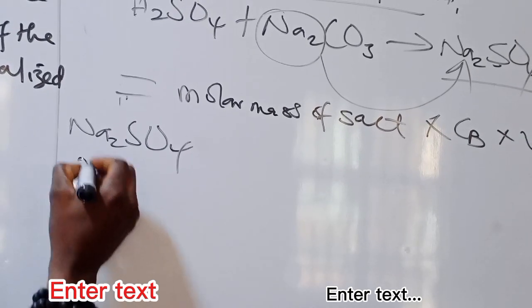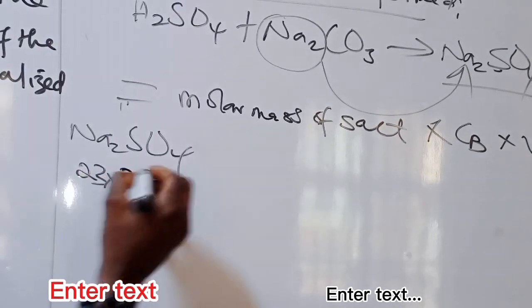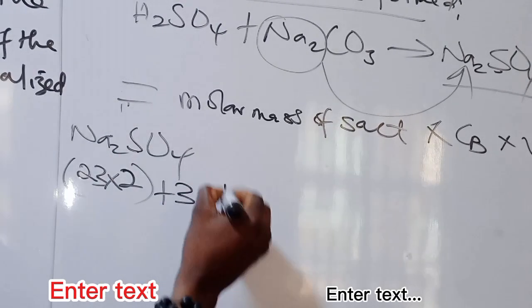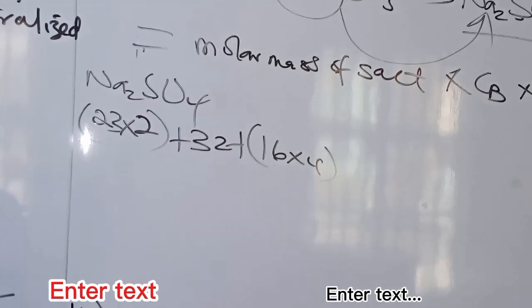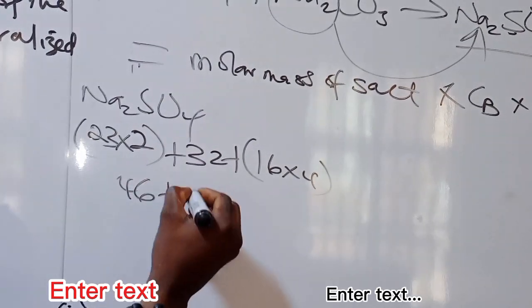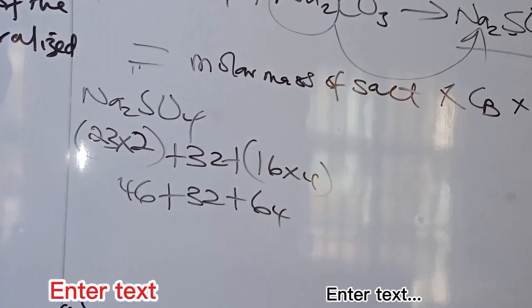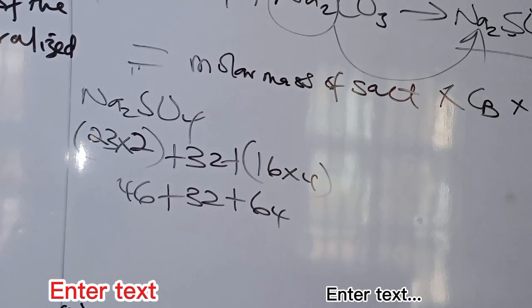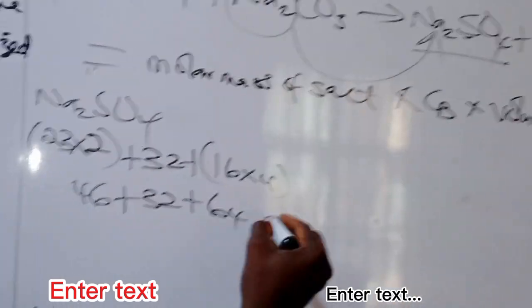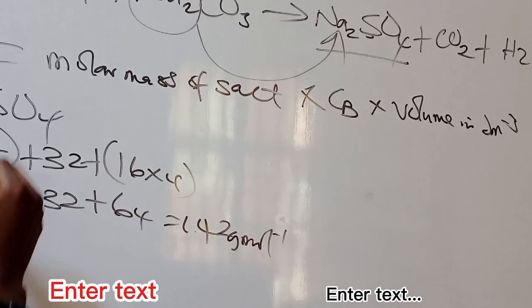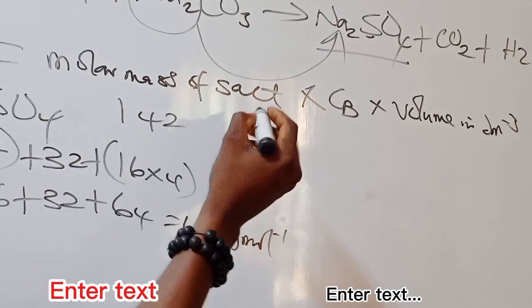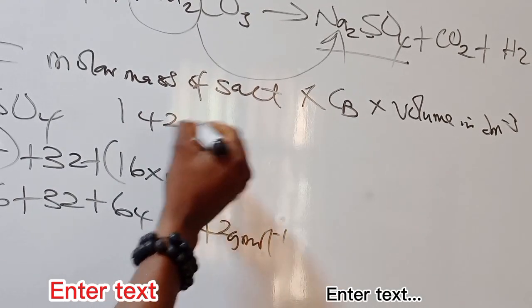Na2SO4. Sodium is 23 times 2. That's the molar mass for sodium. Plus sulfur is 32. Plus oxygen, which is 16 times 4. Then you have there 23 times 2. That's 46. 46 plus 32 plus 64. We now add. So this is equal to 142 grams per mole. So the molar mass of this salt now is 142 grams per mole.